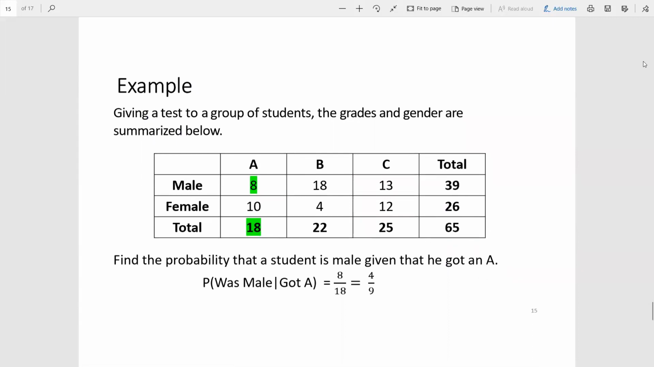Now, suppose you're giving a test to a group of students and the grades and gender are summarized below. Find the probability that a student is male given that he got an A. So now you look at all the A's and look at the number of males who got an A. That would be 8 out of the total number of students who got an A. That would be 18. So the probability is 4 over 9.